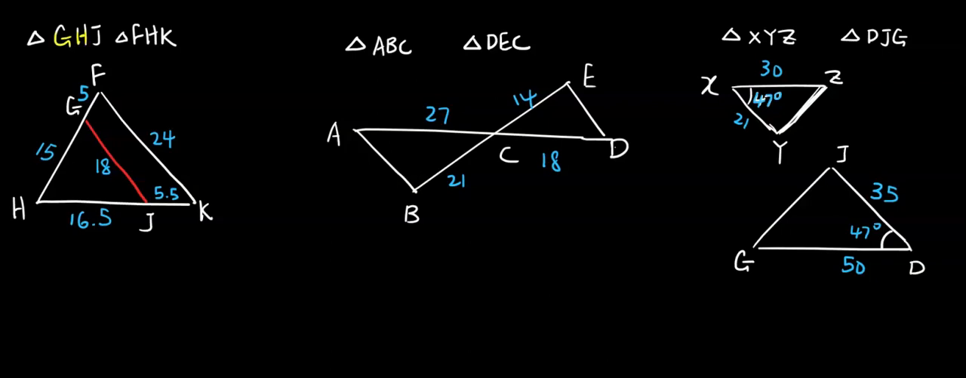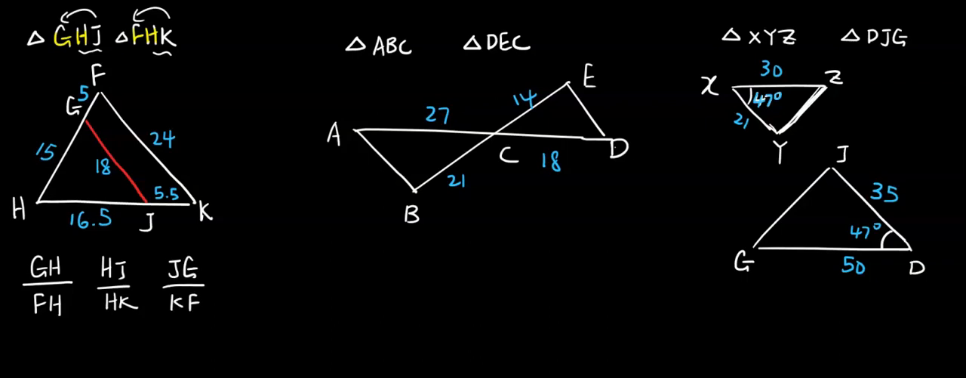Let's take 2 letters at a time. So the first corresponding side is JH to FH. And the next one, we're going to take HJ to HK. And next one, we're going to go this direction. Of course, you can go to JJ or FK. And we're going to write J and KF.